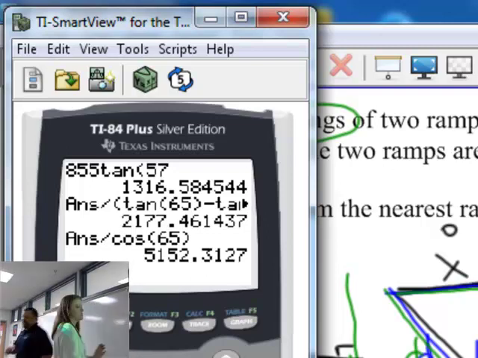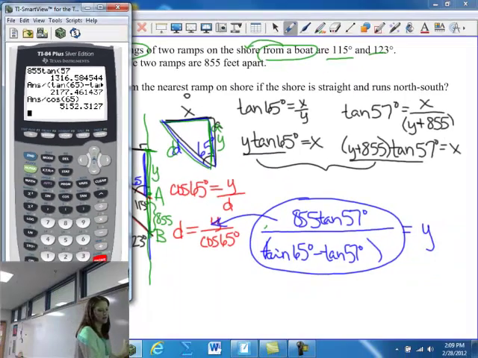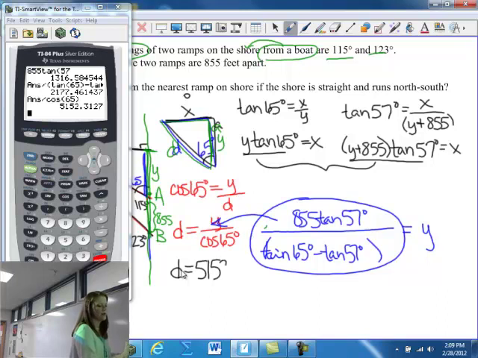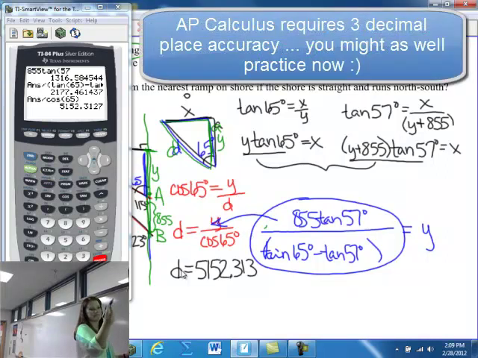All right, and we get 5152.3. So our distance was 5152. And let's round for the calculus teacher, 5313. 5313 what? Feet.